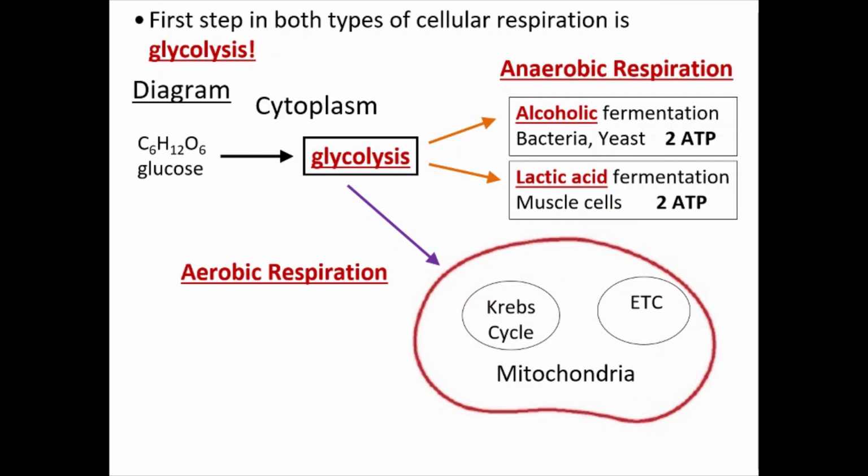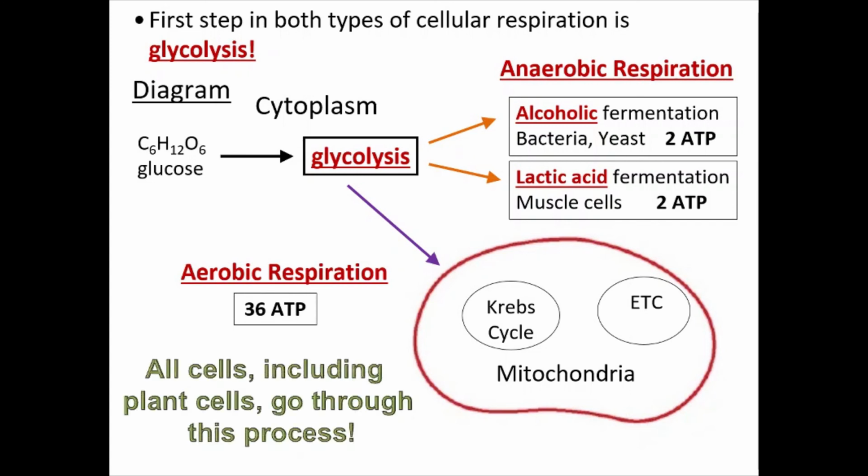With aerobic respiration, it occurs in the mitochondria as well as in the cytoplasm, and it produces the most ATP for your cells and is the process that your cells undergo in order to perform life functions. It produces 36 ATP and thereabouts. And remember, all cells, including plant cells, will go through this cellular respiration process because even plants have to produce enough ATP in order for their cells to perform life functions.